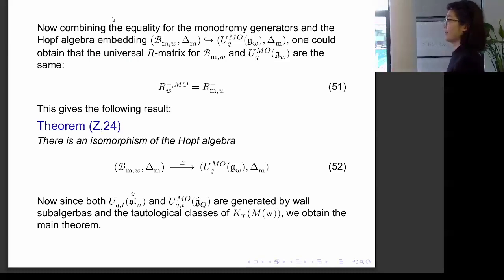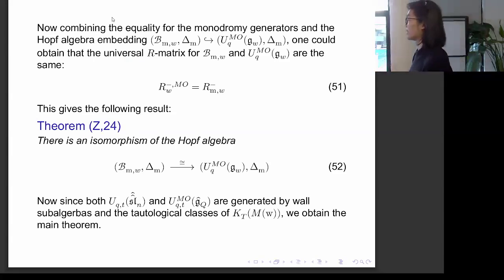And now, since both the quantum toroidal algebra and the Maulik-Okounkov algebra are generated by the Yangian and the tautological classes, we obtain the main theorem. And the subtlety for the Cartan elements comes from here, because the generators from the tautological classes for the quantum toroidal algebra are actually a little bit smaller.